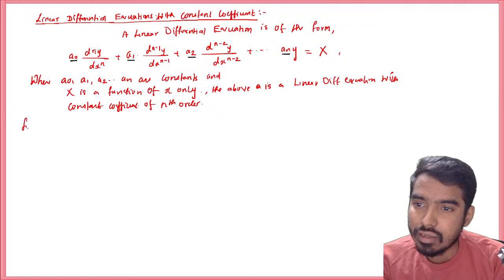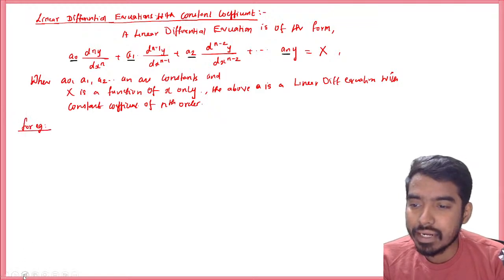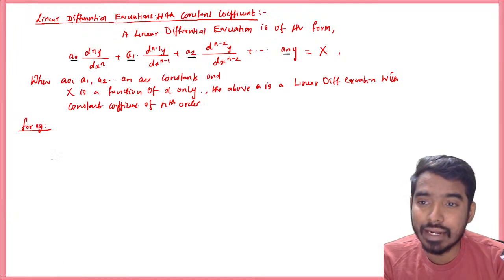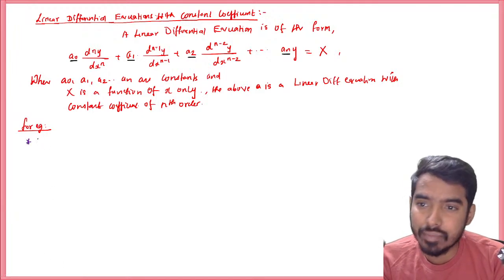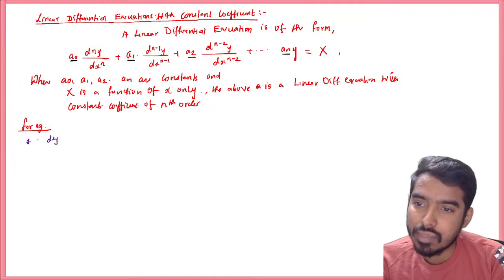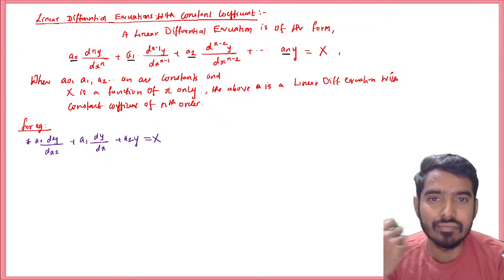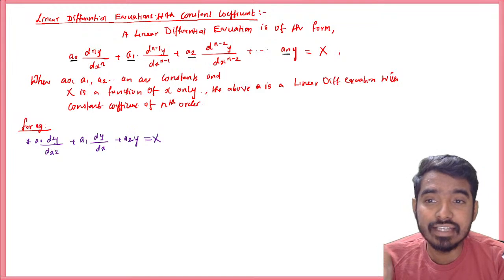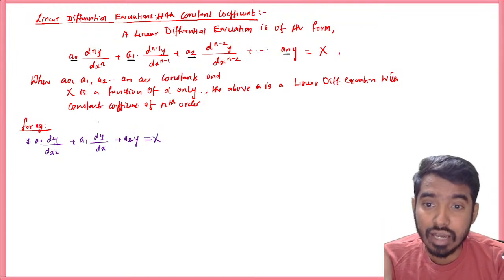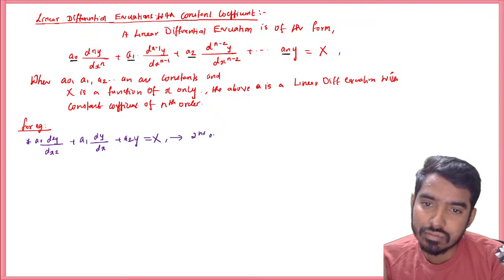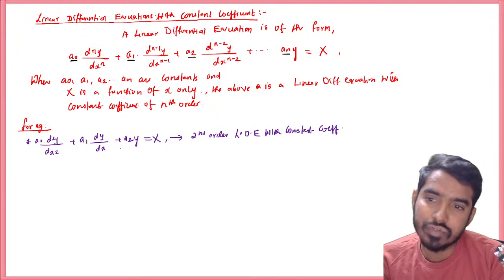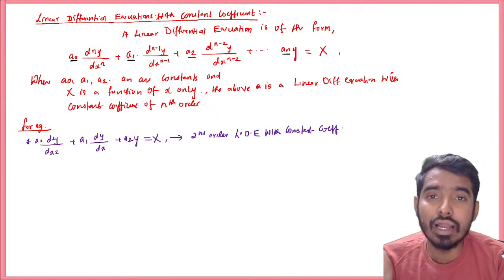For example, how will the pattern of a second order equation be? It will be of the form a0 d square y by dx square plus a1 dy by dx plus a2 y is equal to X. This X is a function of x only. This is called a second order linear differential equation with constant coefficients. Why am I saying constant coefficients? Because a0, a1, a2 are all constants.